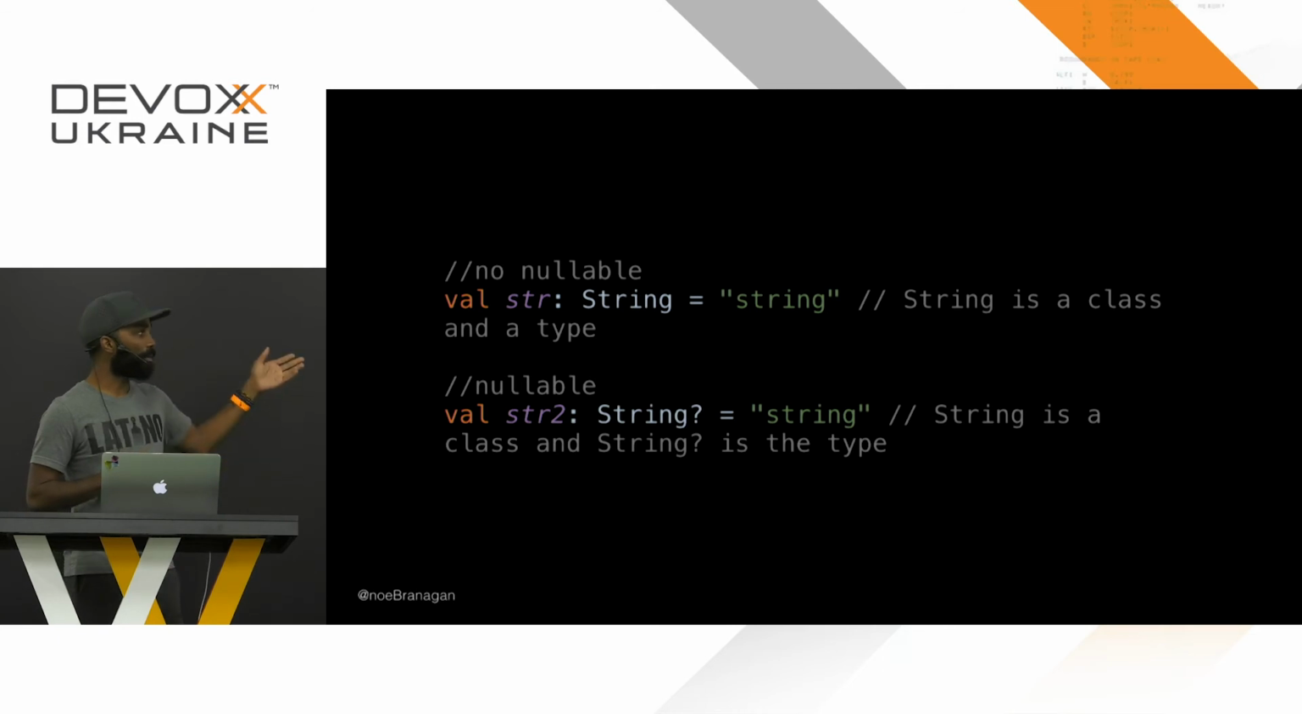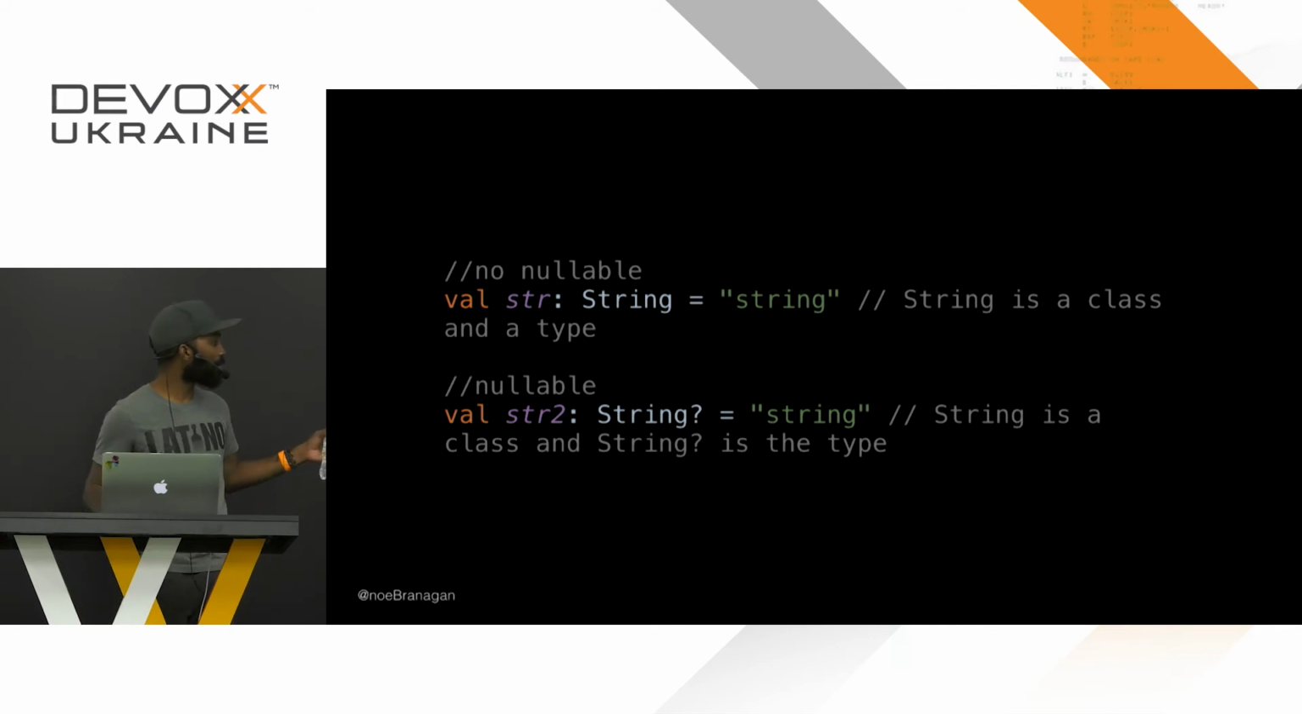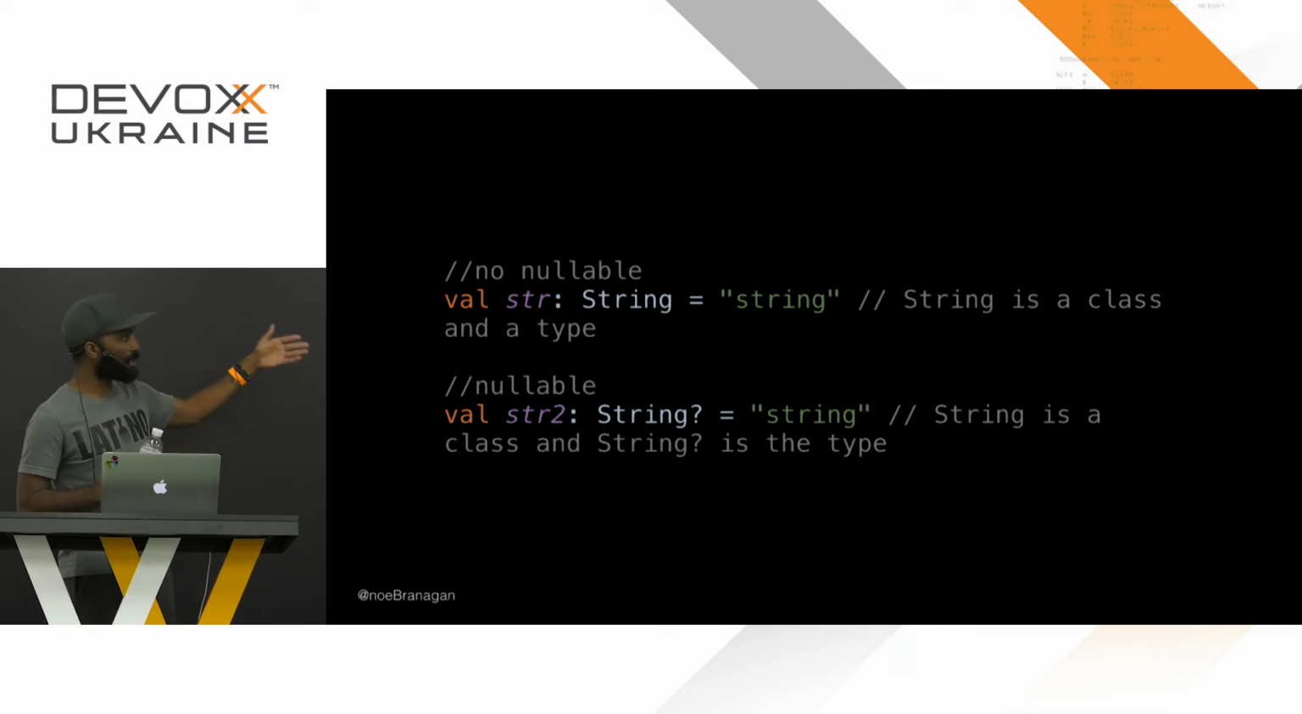A simple sample could be this. On the top we have a normal string. If you try to assign a null to that variable, it will give you an error at compilation time right away. But in the second one, you need to take care of the nullability. I would like to explain a little better the difference between what is a class and what is a type in Kotlin.